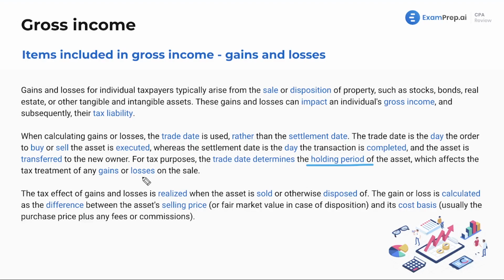And if you're thinking, well, losses, right, that sounds like a deduction. Why would we include that in gross income? Well, you net together your gains and losses, and that affects your gross income. So losses are not deductions, rather, they are netted against your gains.